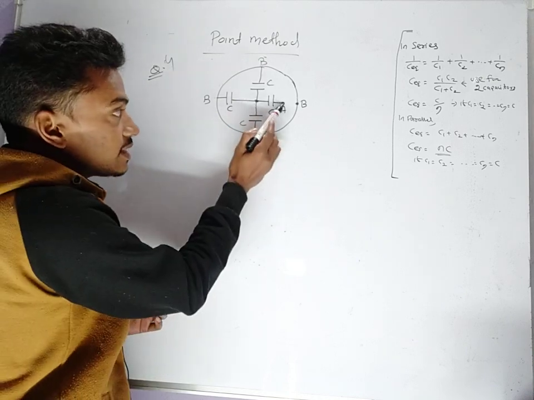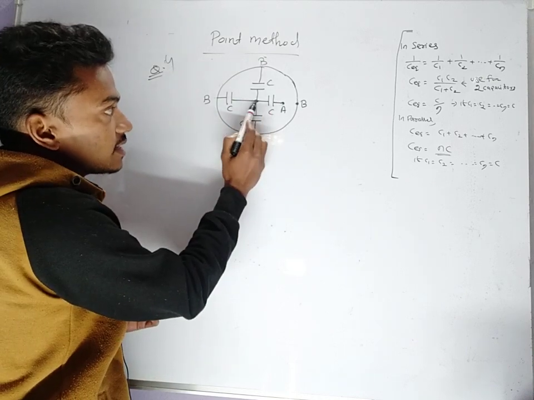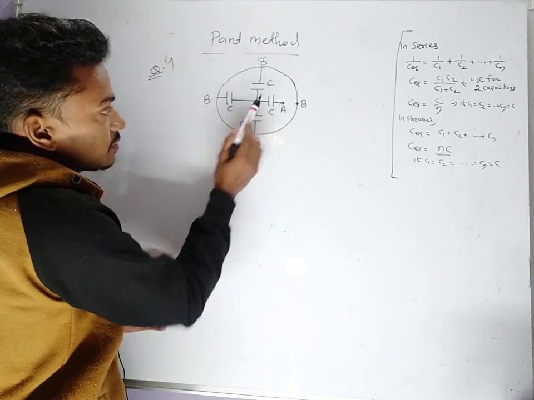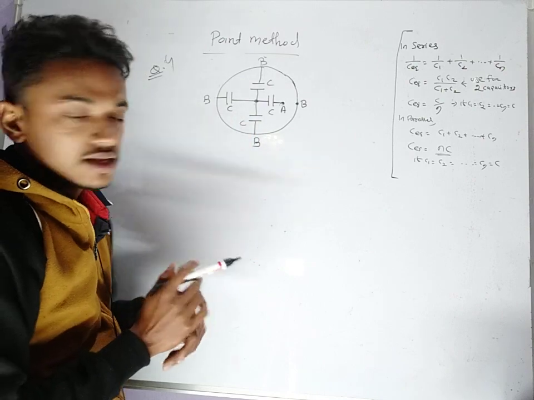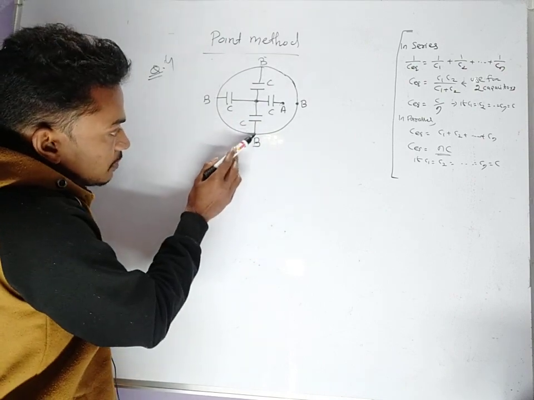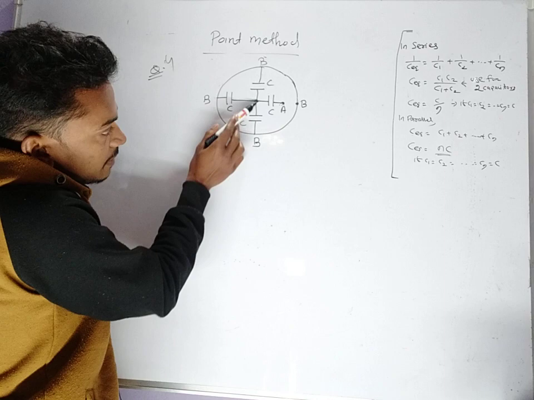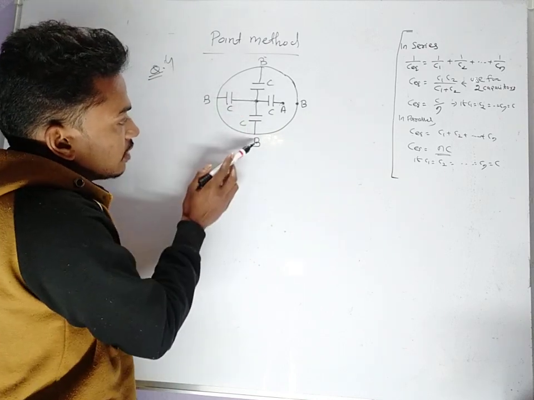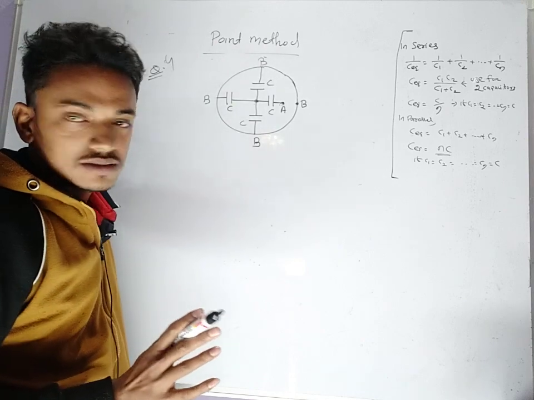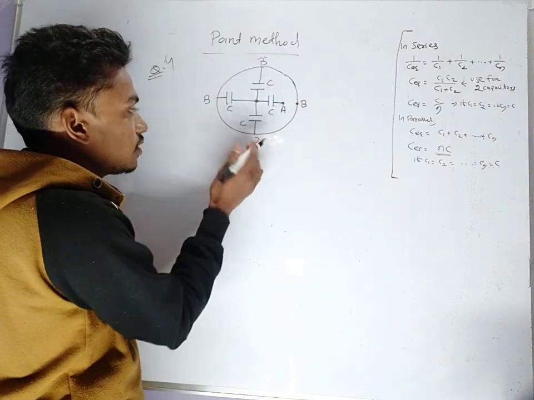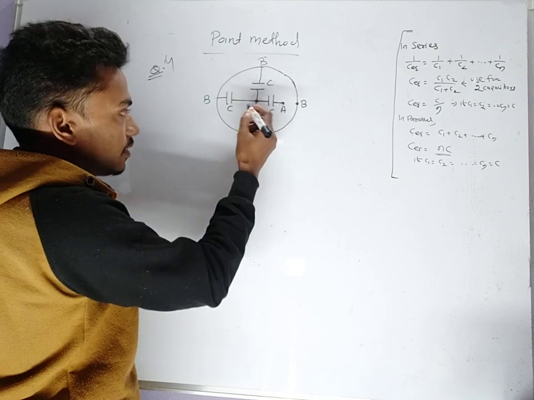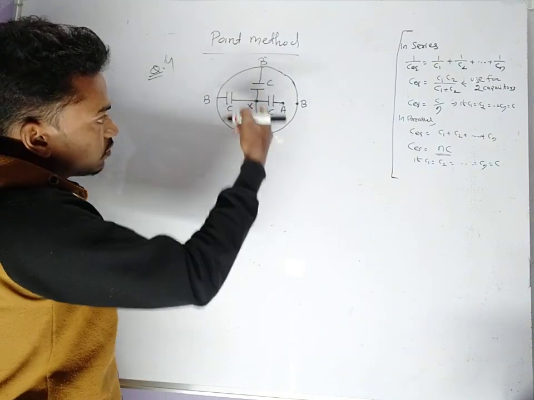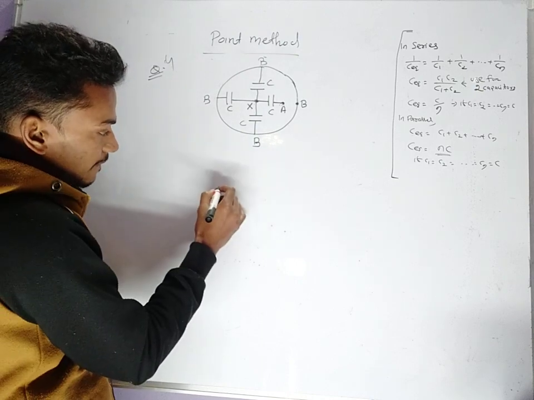No, because between these 2 points there is an element, a capacitor is present, so we cannot say this point and this point have the same potential. Similarly, between point B and this point there is a capacitor present, so we cannot say this will be B or this will be A point. So this will be neither A nor B, it will be another point. Suppose it is point X. So here we get 3 points, A, X and B.